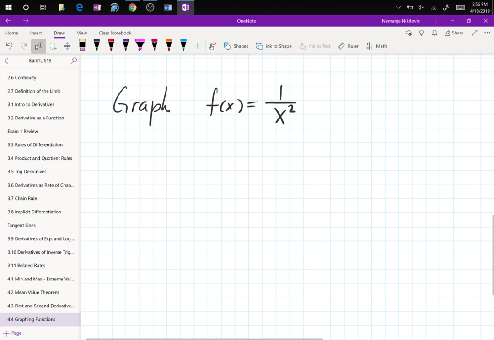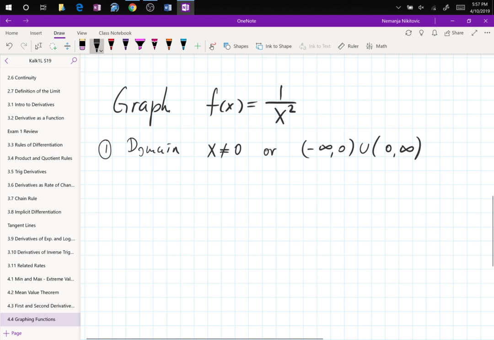We have our shopping list. Number 1, domain: x is not allowed to be 0. So you can either write it that way, or you can write it as negative infinity to 0, union 0 to infinity. This is important because if you end up with a critical point at 0, can 0 have a critical point? No, because if you plug in 0 in the original equation, the whole thing explodes.